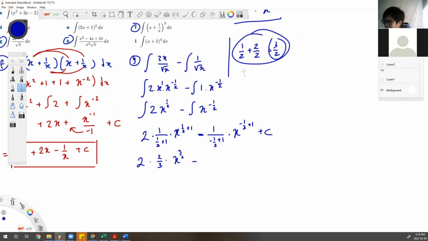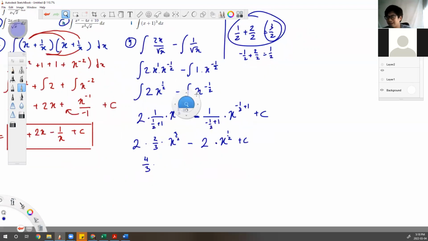Minus negative 1 over 2 plus 1 is 1 over 2. So 1 over half is 2, right? Times x power half plus c. Now, this will be 4 over 3 x power 3 over 2. Usually if you want it in terms of radicals, yeah, that's the way you do it: x square root x. Because x power 1 and x power half, minus 2 square root x plus c.